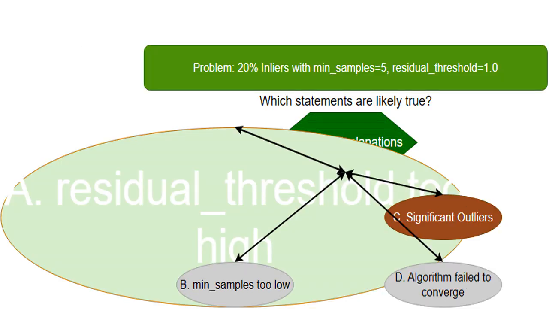A high residual_threshold would make it easier for points, even those far from the model, to be accepted as inliers.